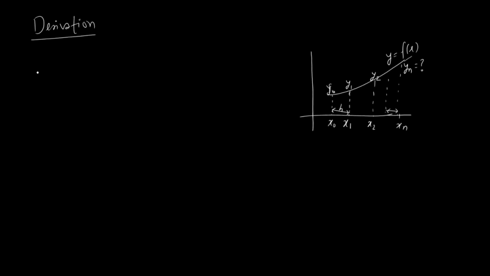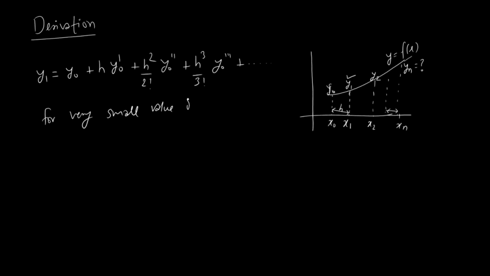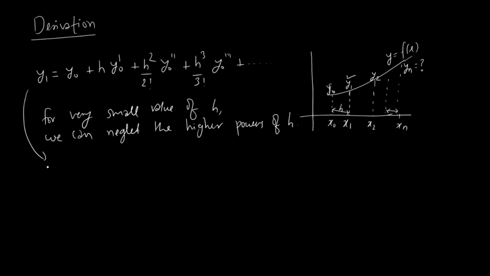Then from Taylor series, we can write y1 equals to y0 plus h y naught dash plus h square by 2 factorial y naught double dash plus h cube by 3 factorial y naught triple dash, and so on. But if we take the intervals extremely small, then for very small value of h, we can neglect the higher powers of h. Then the Taylor series gives us y1 equals to y naught plus h y dash naught.